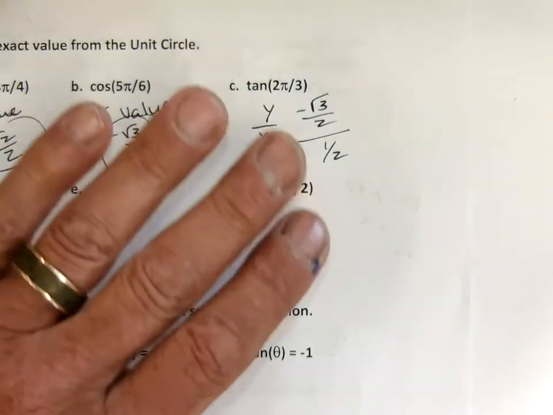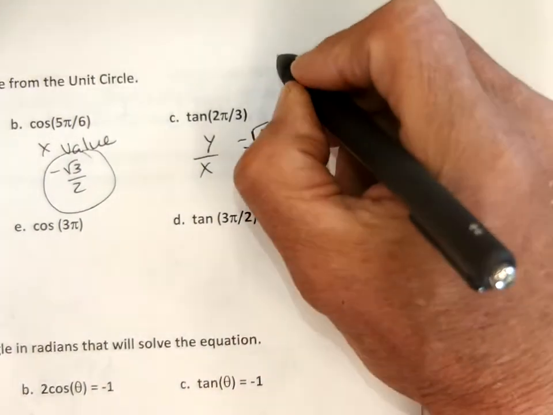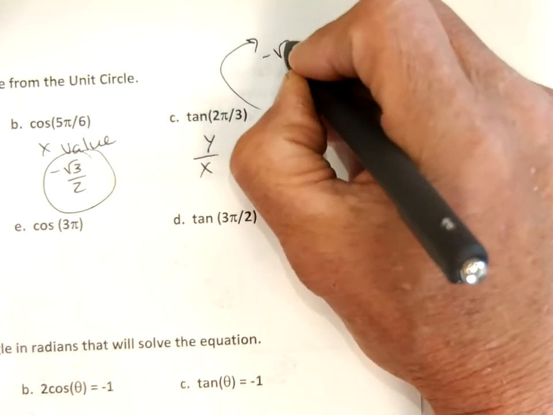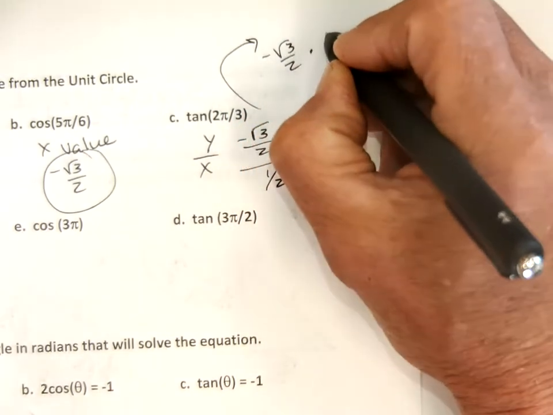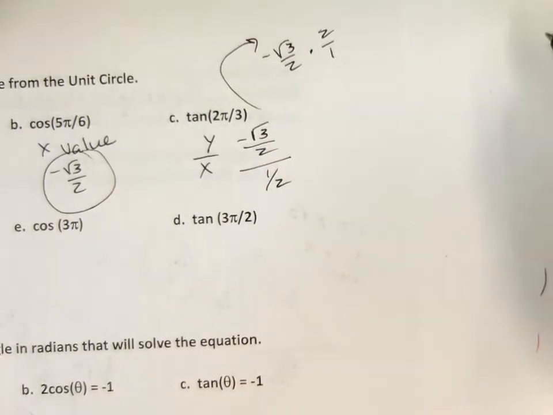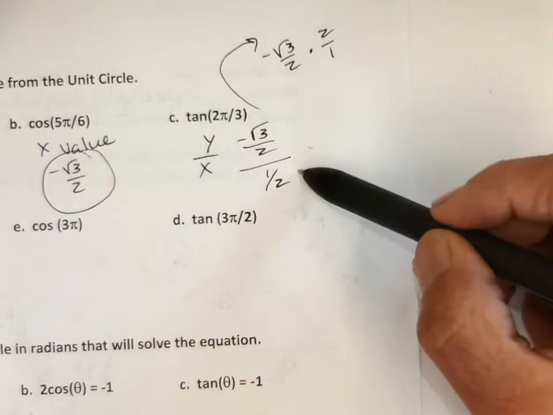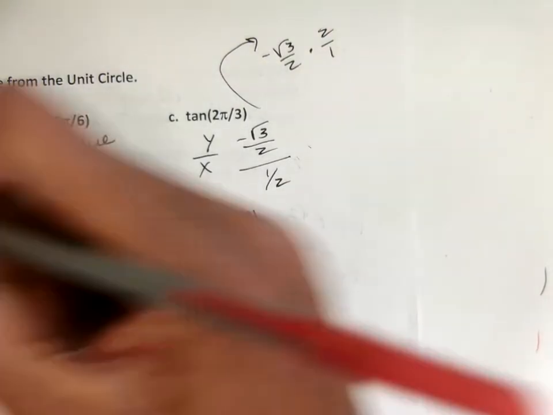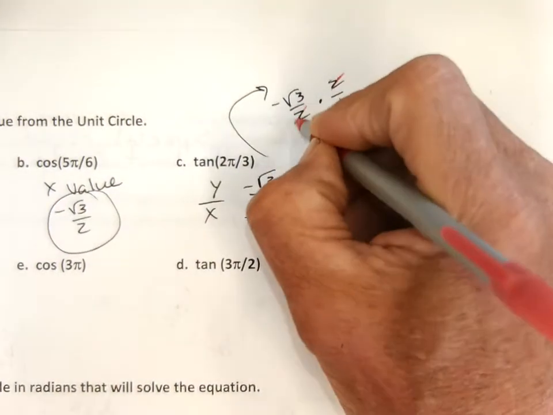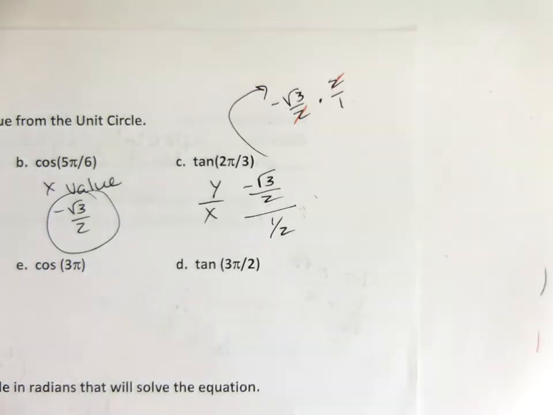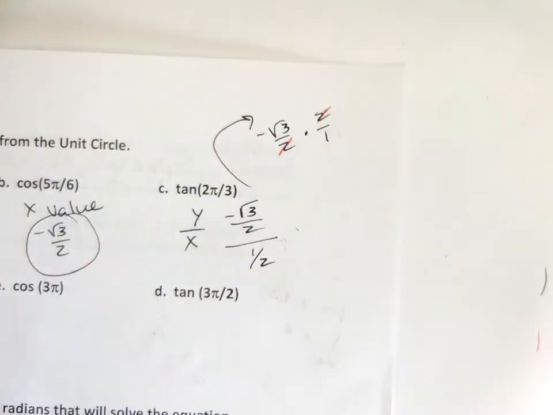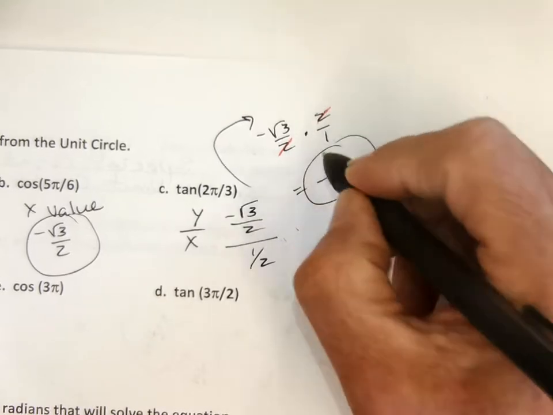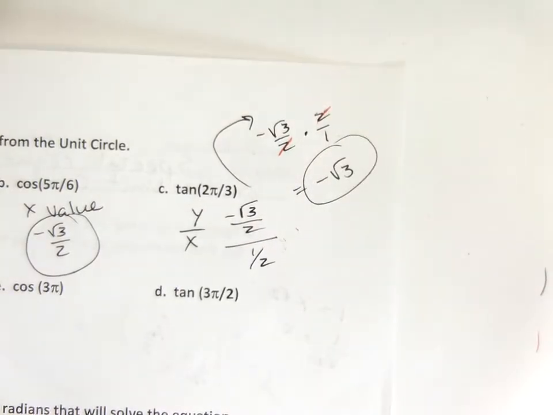But I know from 6th grade math, if I divide fractions, I can invert and multiply. A fraction divided by a fraction, so I invert and multiply. And then we're so smart we know the 2 should cancel, right? You guys see that? And then what we wind up with is just negative square root of 3, and that is the tangent of 2 pi thirds.